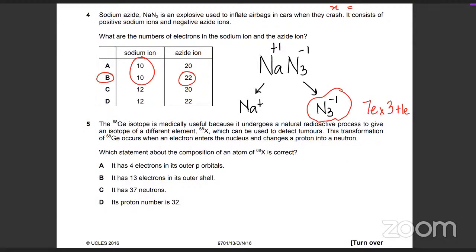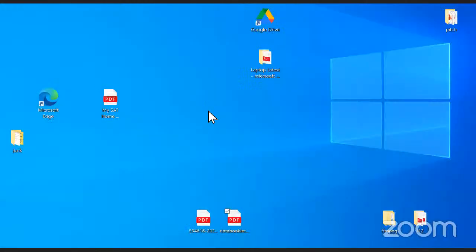The next one is you've got an isotope. It's medically useful because it undergoes a natural radioactive process to give an isotope of a different element. So he's saying that there's an isotope that undergoes a radioactive process and gives you another isotope, which is this one. The transformation occurs when an electron enters the nucleus and changes the proton into a neutron. So you have to find out what is the composition of Ge. You need a periodic table for that because we need to find what X is.